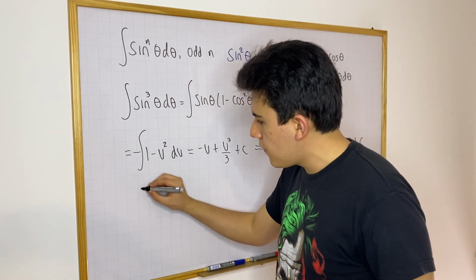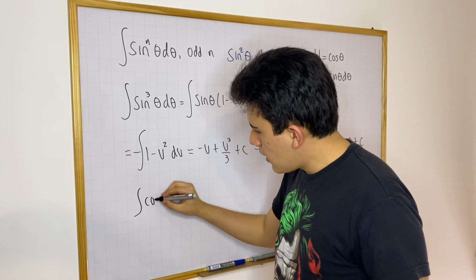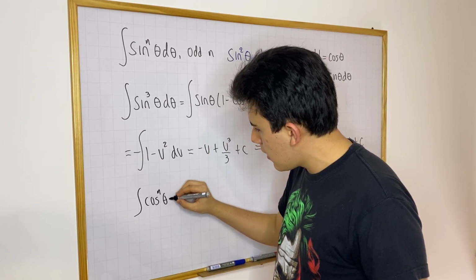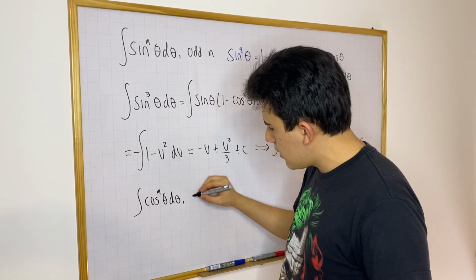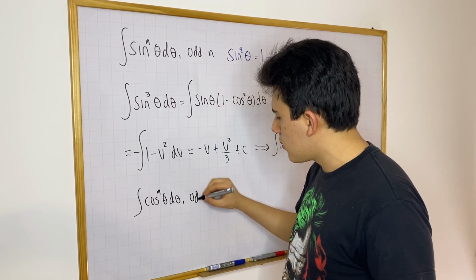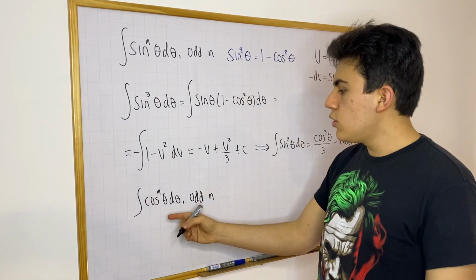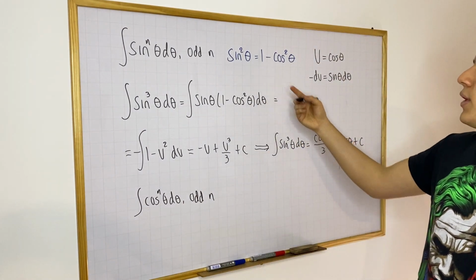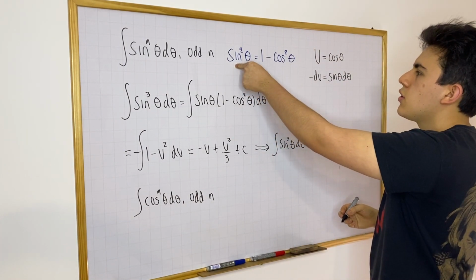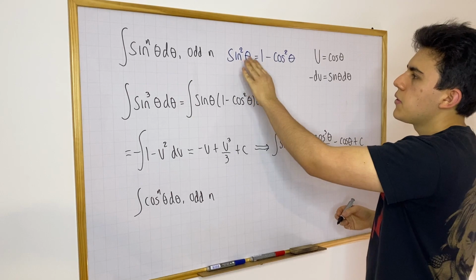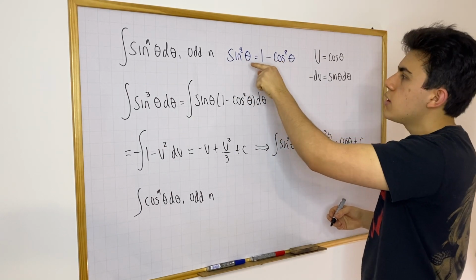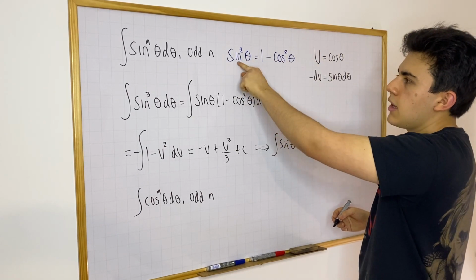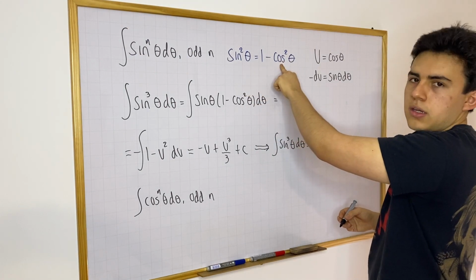Now what if you have the integral of, let's say, cosine n theta d theta, where n is odd? What do you do in this case? Well, actually, you can just do the same thing. Instead of isolating sine in this equation, you can just isolate cosine, okay?